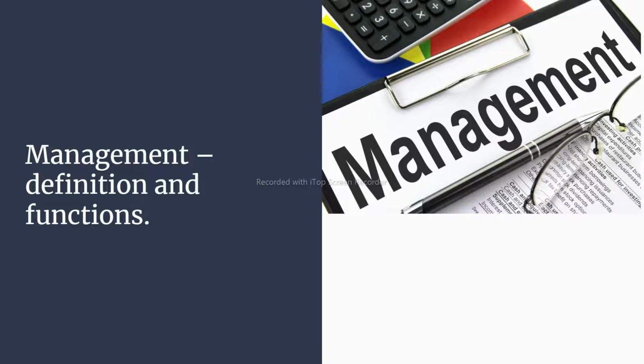Third is leading. Leading or directing involves guiding, motivating, and influencing employees or team members to work towards the organization's objectives. It includes communication, delegation, and providing the necessary leadership to inspire and engage individuals or teams. Fourth is controlling. Controlling is the function of monitoring and evaluating the organization's performance to ensure that it is on track to achieve its goals. It involves comparing actual results to planned objectives and taking corrective actions where necessary to maintain alignment with the organization's goals.